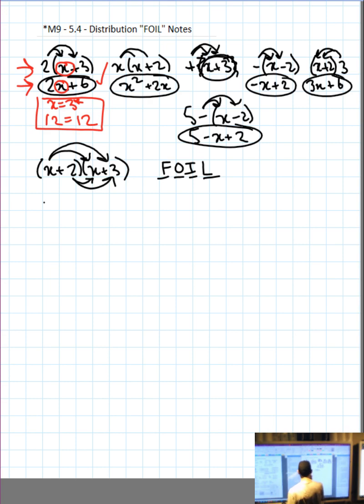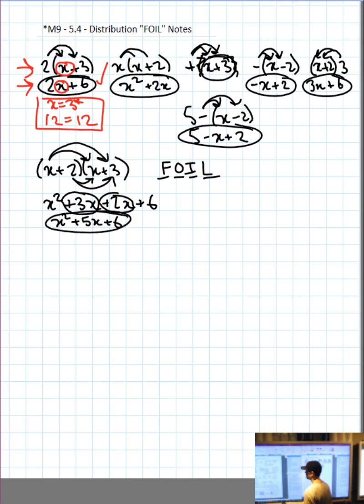Now we're going to do the multiplication in the order that it came. X times x is x squared. X times positive 3 is positive 3x. Positive 2 times x is positive 2x. Positive 2 times positive 3 is positive 6. Then we have like terms. Let's circle the like terms. X squared plus 3x plus 2x. 3 plus 2 is 5. Plus 5x plus 6. Circle the answer.